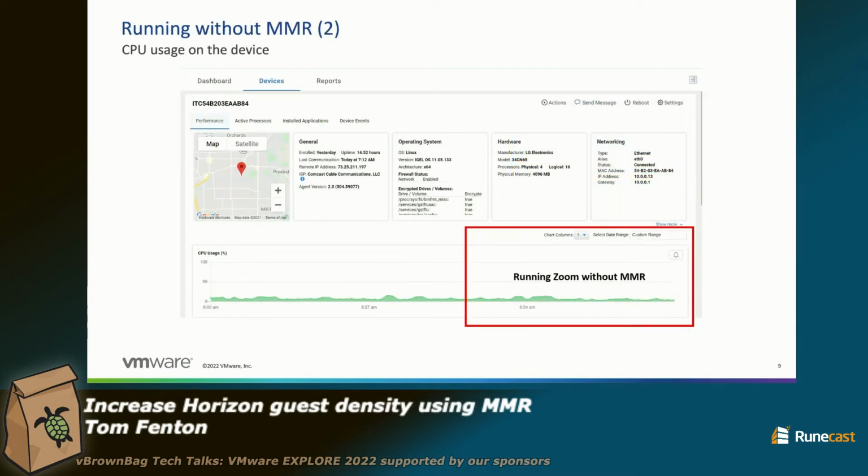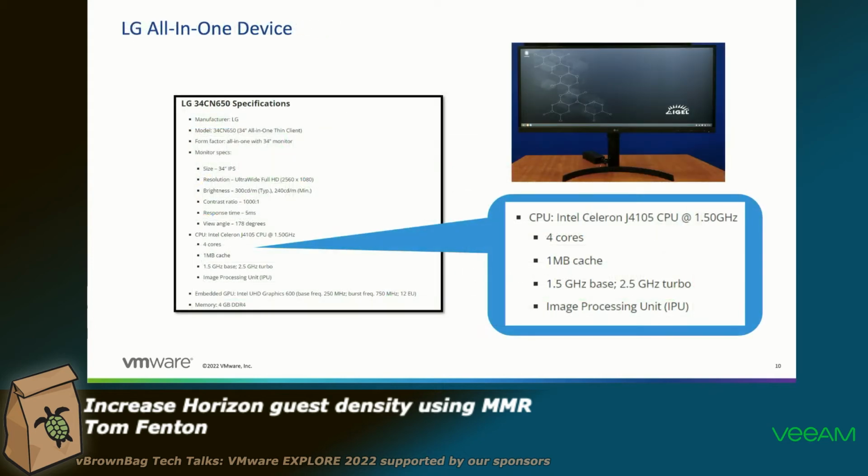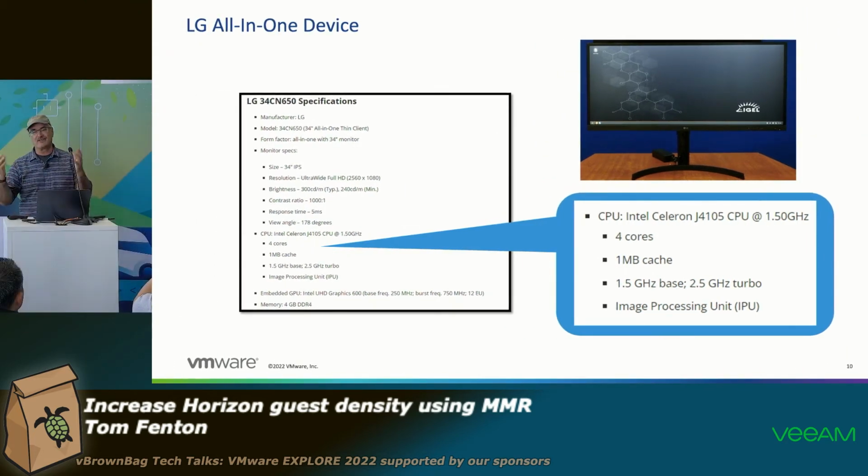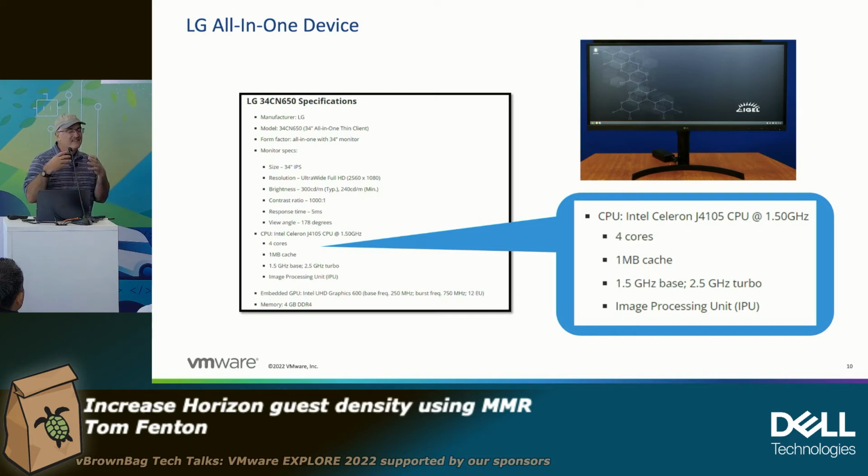And this is one of the devices I use. It's an LG all-in-one device. They're great. A lot of hospitals use them because they're field replaceable units. Everything is built into it. But it's relatively inexpensive. You know, it has 4 cores. You got a lot of power there. You got 4 gig of RAM to work with.